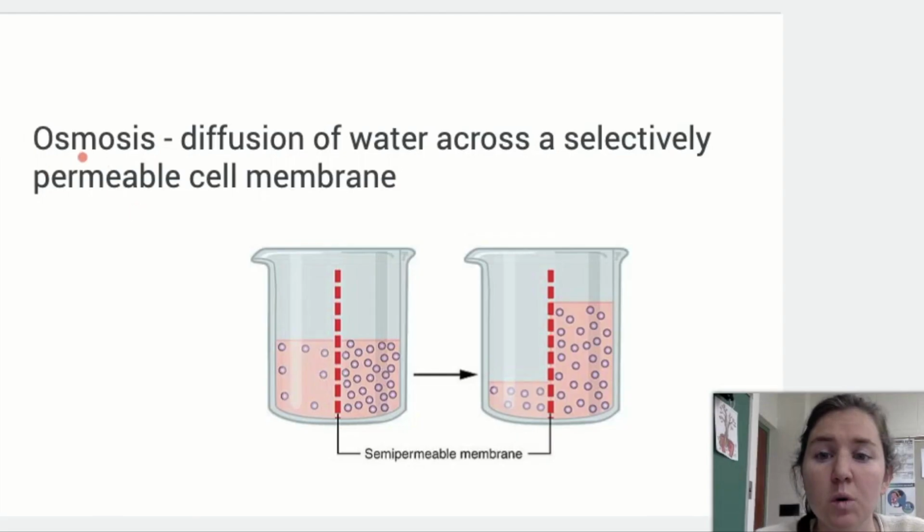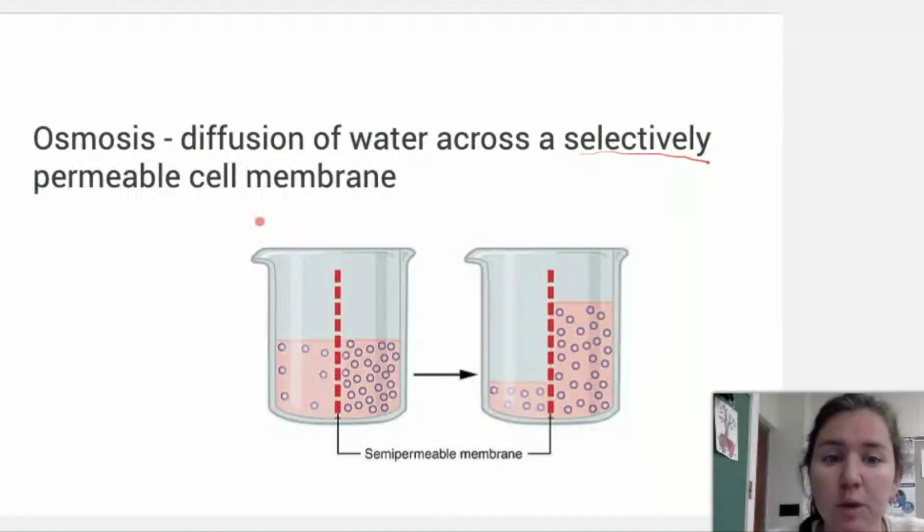Now, osmosis, that is a specific type of diffusion. And this is when water diffuses across, we say, a selectively permeable cell membrane. And what selectively permeable means is that the cell membrane only lets certain things through. And water is one of those things that can cross the cell membrane on its own. So when water diffuses across the cell membrane, that's called osmosis.